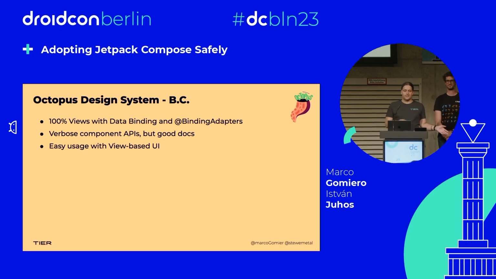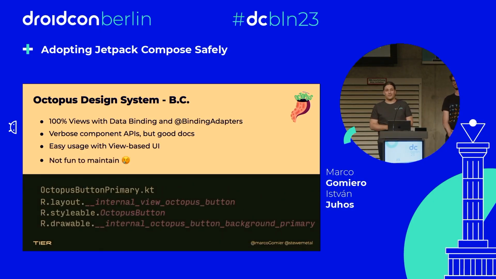Our design system was comprised of 100% views, all ready for data binding with custom attributes, binding adapters, and whatnot. And because of some old decisions, most of our components were extensions of previously existing platform components like TextView, Button and so on and so forth. So we couldn't hide those APIs, but we had pretty good documentation on what APIs actually work and what not. There were workarounds. But all of that was optimized for easy usage with the view system, of course.